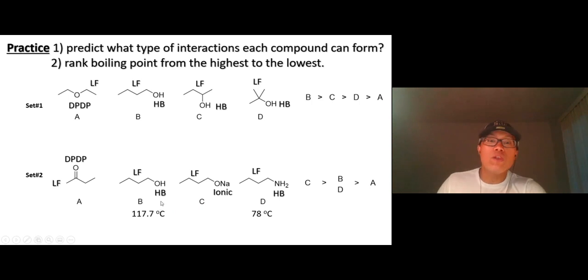Why does B come first? If you look up the boiling points, for an alcohol it's 117. For this amine, only 78 degrees. The real reason is the hydrogen bond of an OH is stronger than the hydrogen bond of an NH, because the difference in electronegativity between oxygen and hydrogen is higher than between nitrogen and hydrogen. So this guy forms a hydrogen bond a bit stronger than the nitrogen. So we go B and D right there.